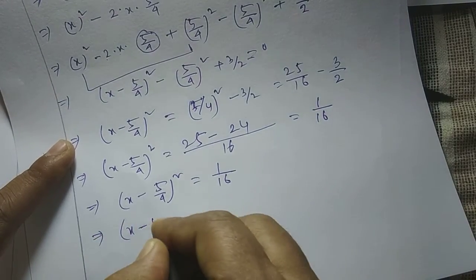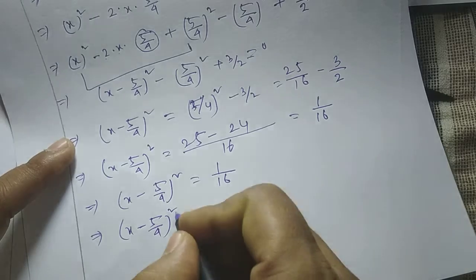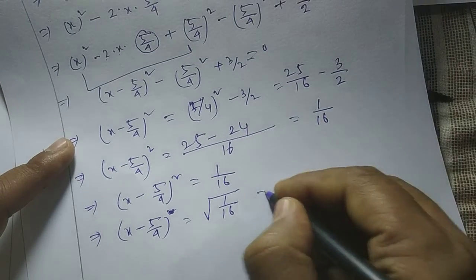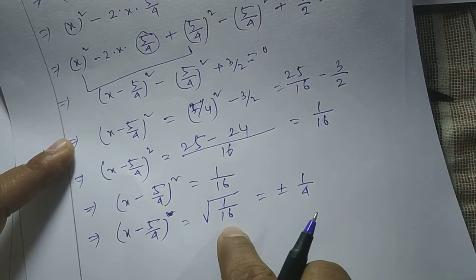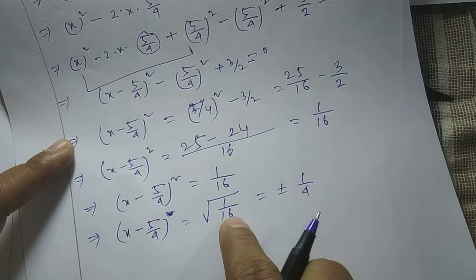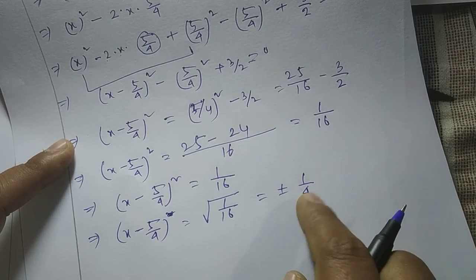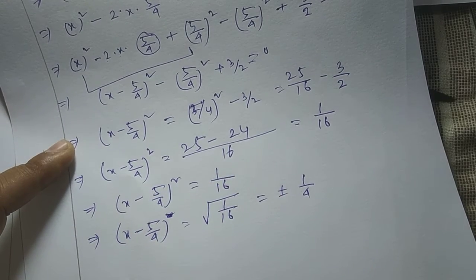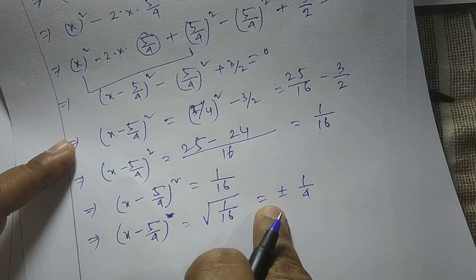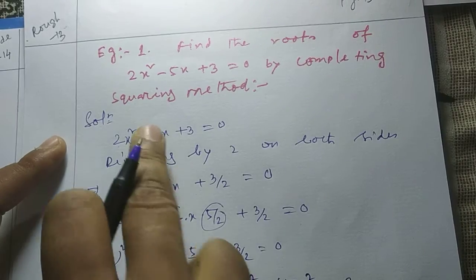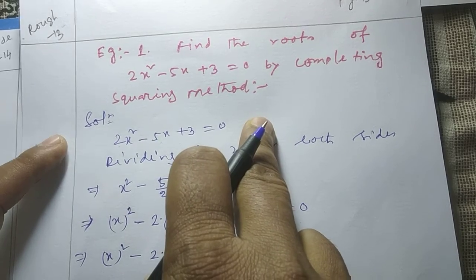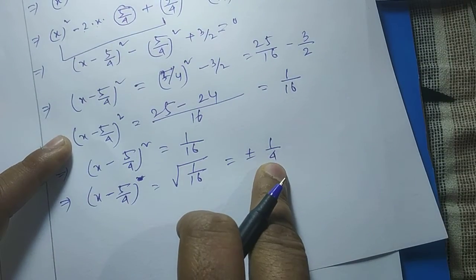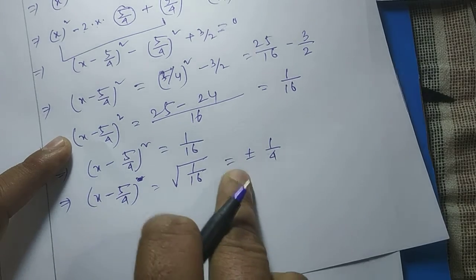Now here we got x minus 5 by 4 will be equal to square root of 1 by 16. So plus minus 1 by 4 will come because 16 is a perfect square. The square root of 1 is 1 and the square root of 16 is 4. So it will be 1 by 4. Why is plus minus coming? Because when you open the square root, always plus minus both will come. Here we have to consider plus minus both because we are dealing with quadratic equations, so obviously we shall have two roots. We are looking for two roots. That's why we have to bring plus minus both. Understood or not? That is the main reason to bring plus or minus.